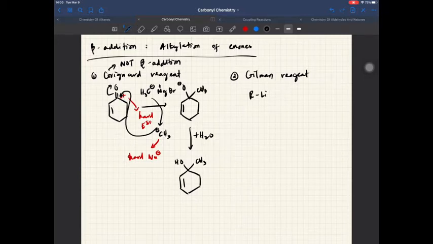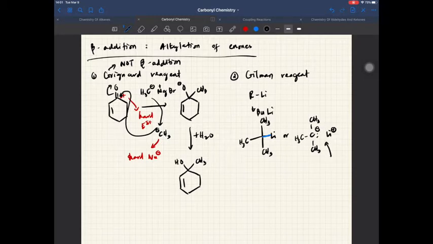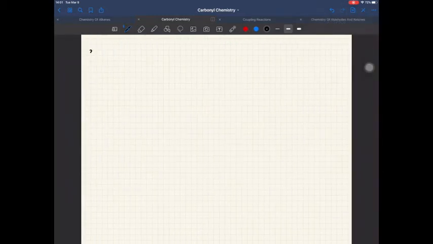Examples of alkyl lithium are tertiary butyl lithium, which is a very strong base. This bond is borderline ionic, so we may also represent tertiary butyl lithium as something like this. This carbanion is a very strong base. Now, how are Gilman reagents prepared? Gilman reagents are prepared through the reaction of alkyl lithiums with copper iodide or cuprous iodide. So the reaction of alkyl lithium with cuprous iodide will form the Gilman reagent.